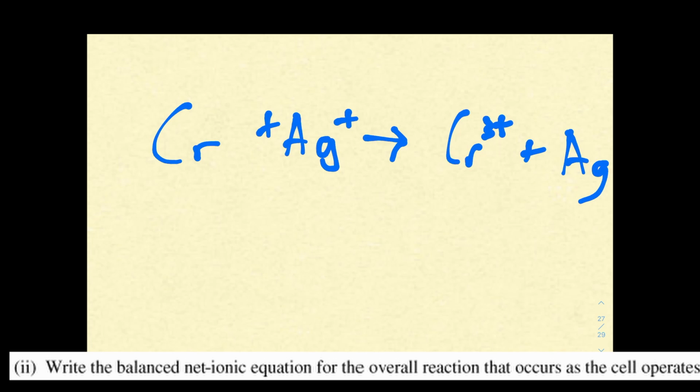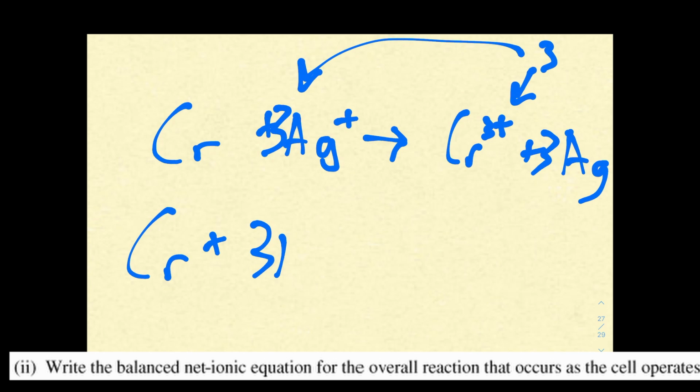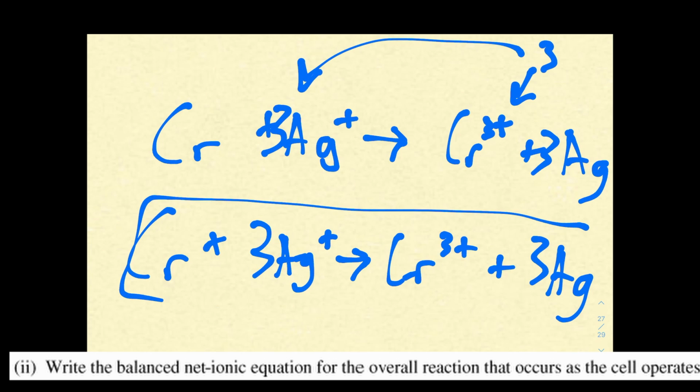Remember that since silver is only going from +1 charge to neutral and chromium is actually going from neutral charge to +3, we have to put a coefficient of 3 on the silver ions and just put the ions of the metals, and that's your net ionic equation.